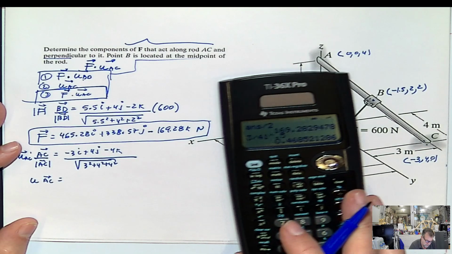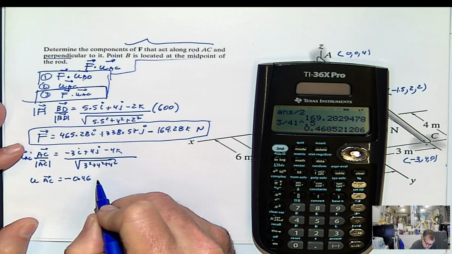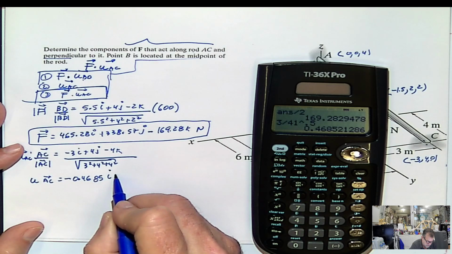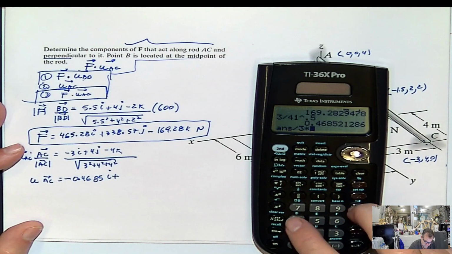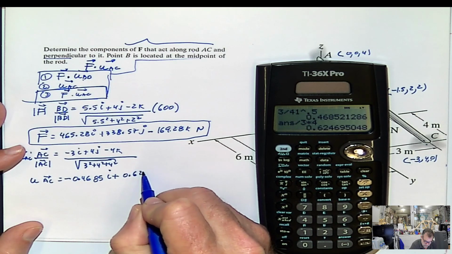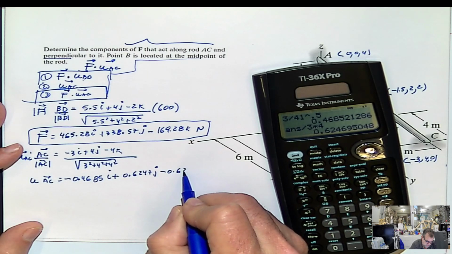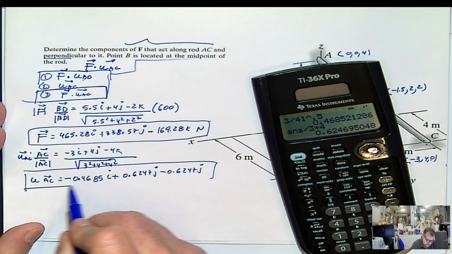is negative 0.4685 in i plus, I'm just going to divide by 3 and multiply by 4, which is the same thing, 0.6247 j minus 0.6247 k. That's the unit vector in that direction.